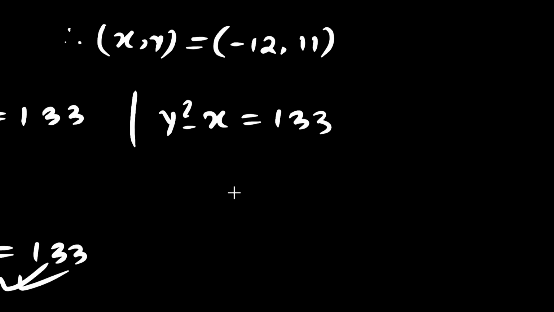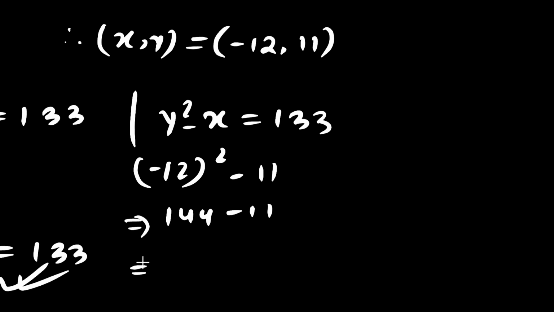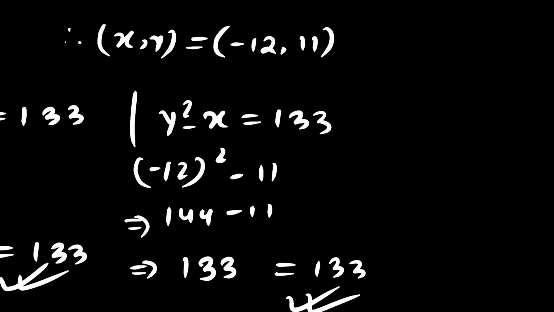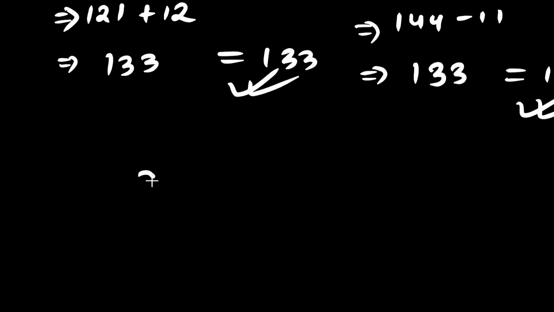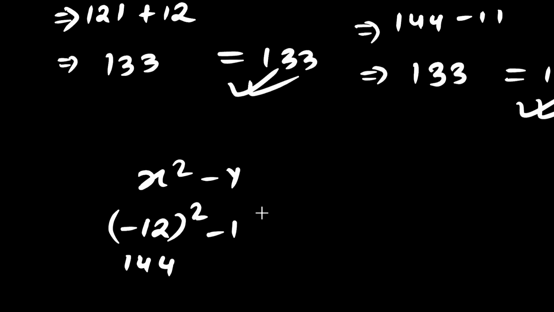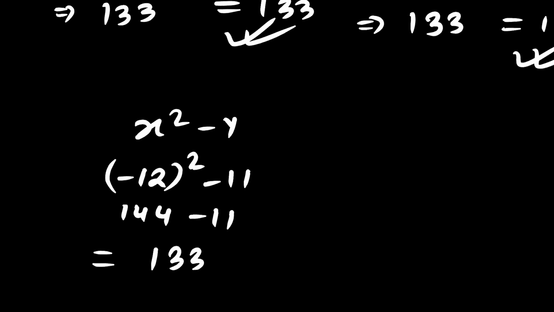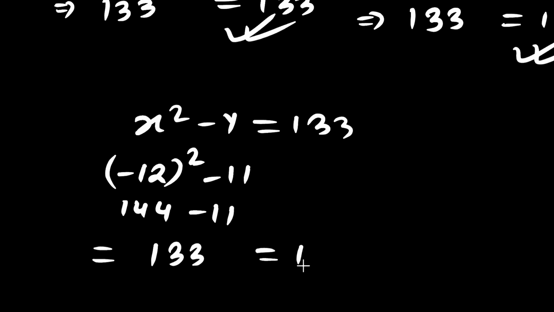Now check the second equation. Negative 12 squared is 144, and 144 minus 11 equals 133. So the second equation also works perfectly. Now, verify the second solution. Negative 12 squared is 144, and 144 minus 11 equals 133. So the first equation is correct.